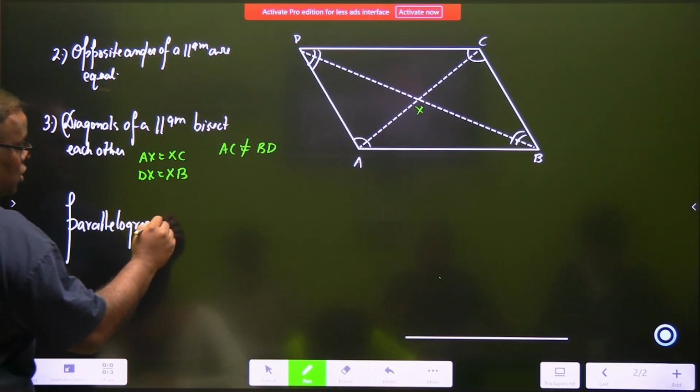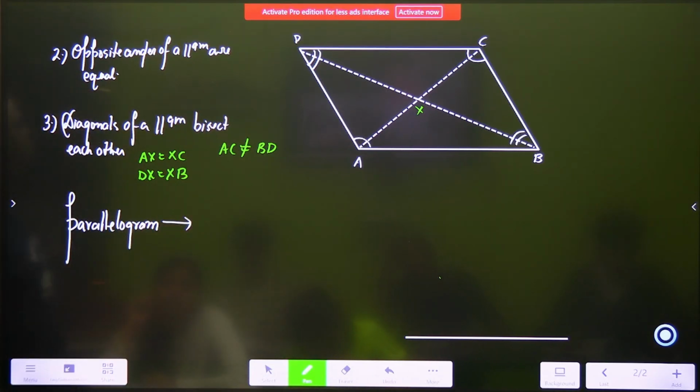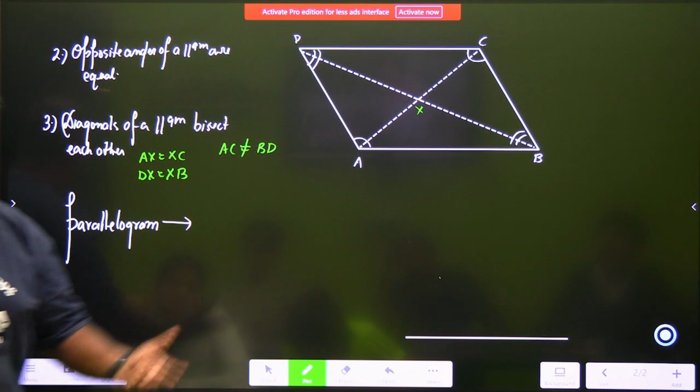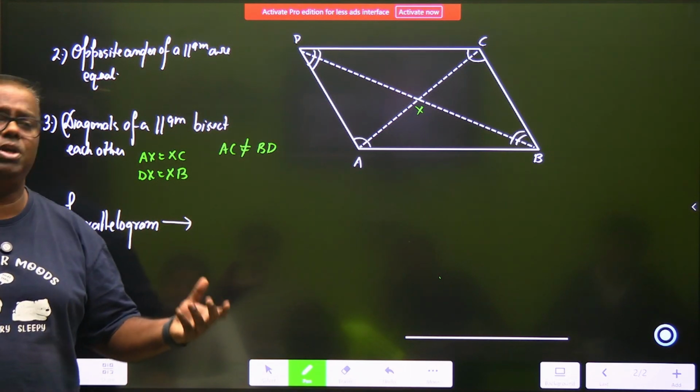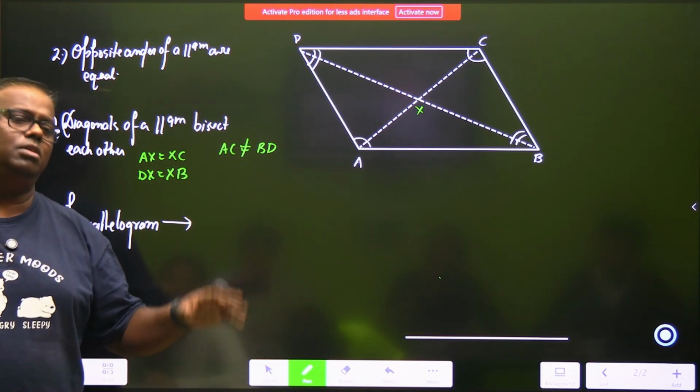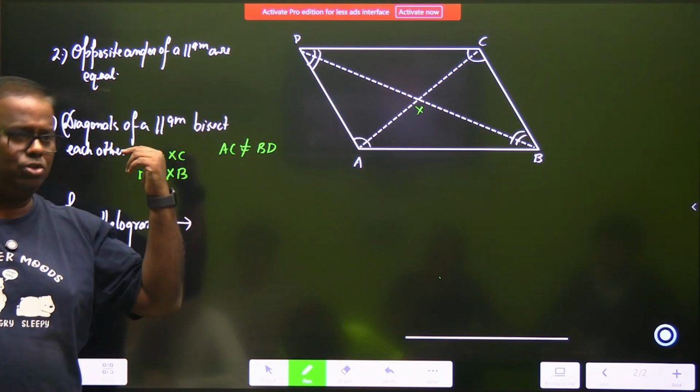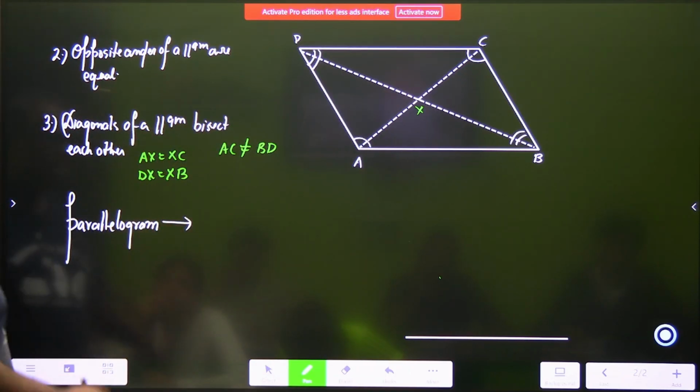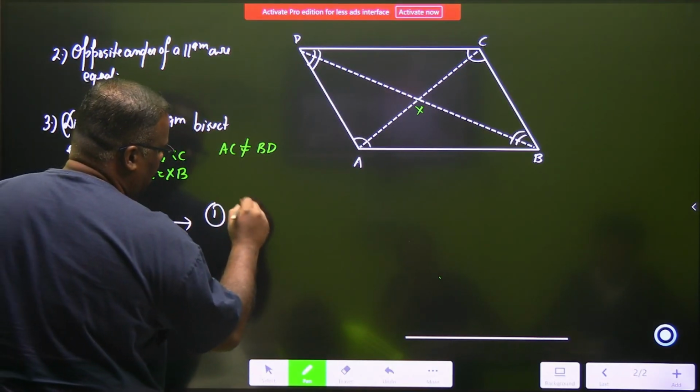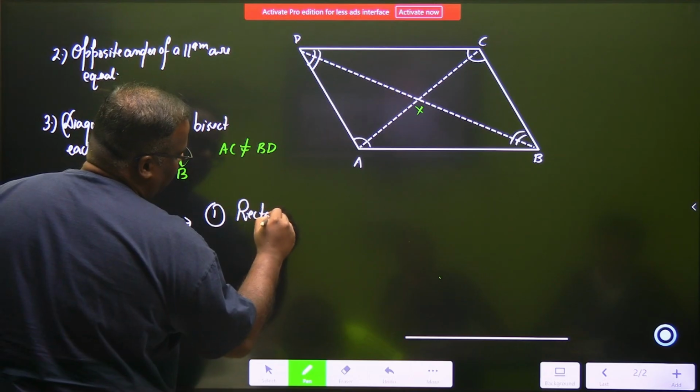अब हर वो शेप जो पैरेललोग्राम को सपोर्ट करता है, पैरेललोग्राम के लिए क्या चाहिए? Opposite sides: one pair should be equal and the other pair should be equal, and they should be parallel. अब मैं जरा आपकी नजर ले आता हूं रेक्टेंगल पे.